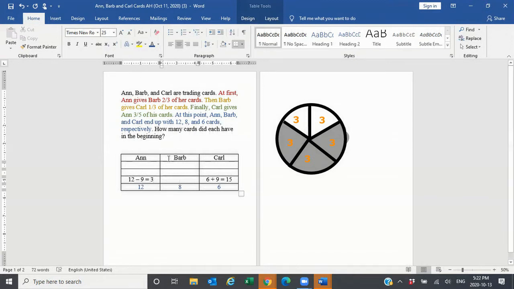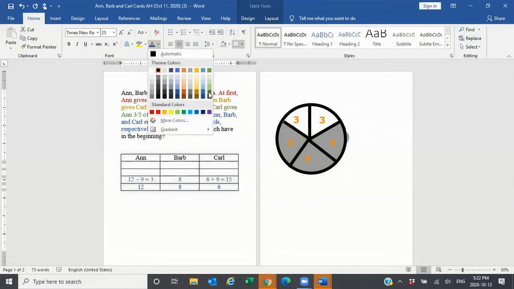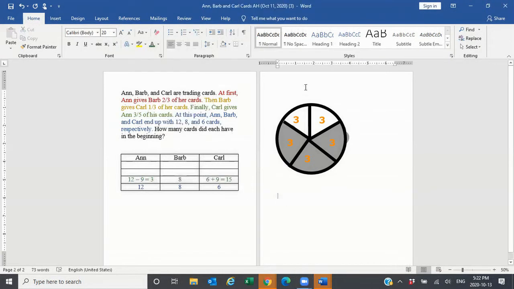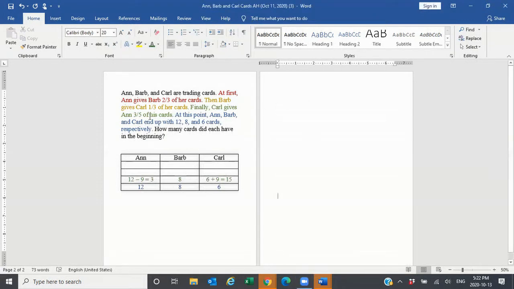And Barb played no role in this part of the question, so we're going to keep her at 8 cards. Also going to make this the same color as the sentence it represents. There, we should have no further need of this fraction diagram. So I will delete it.